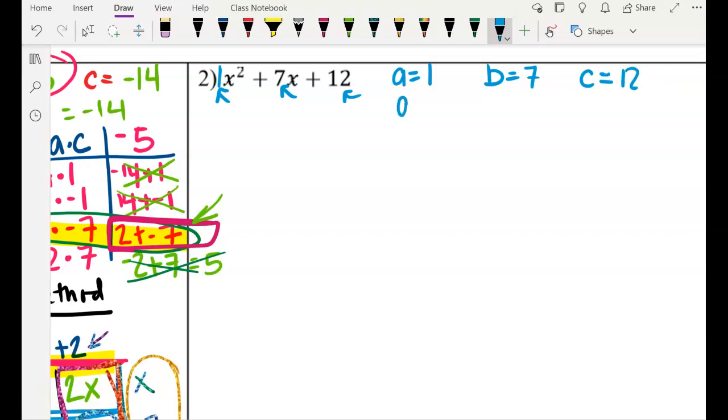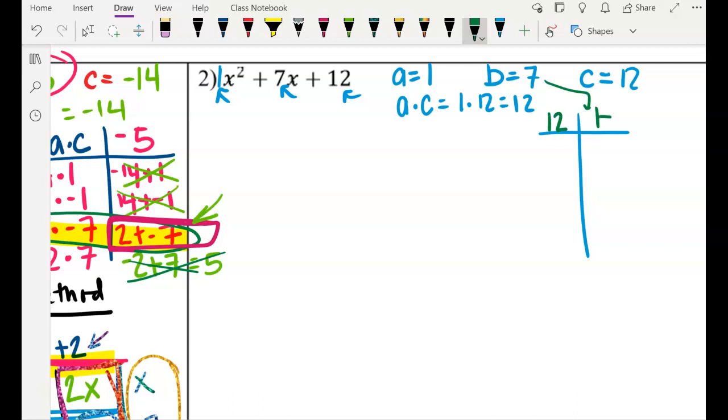Remember, we want to write A times C. So that's 1 times 12, which is 12. And the reason we want to do that is because we want to write your A times C value here, and the B value goes right here, which is 7. So what are the factors that will give us 12? 1 times 12 is 12, but 1 plus 12 is not 7. That's what I meant to say.